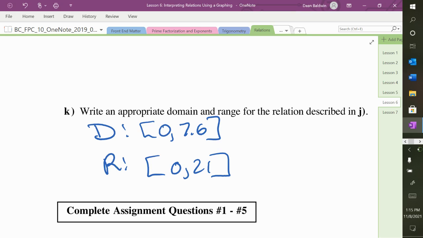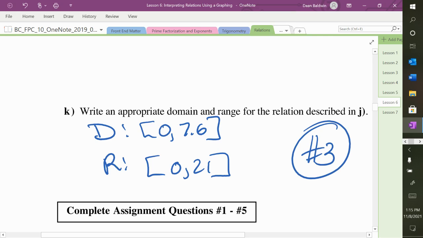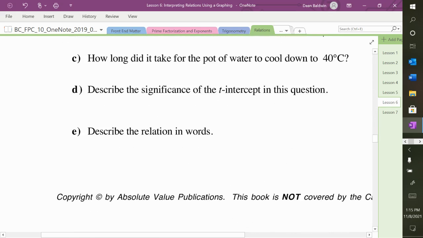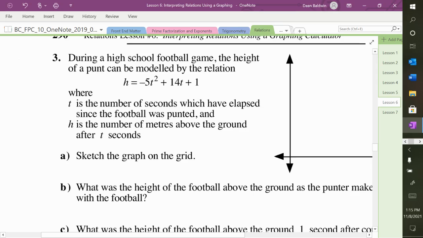Okay, I'm scared to ask you to do this, but I'm going to attempt it. Number 3, please. So you're going to do this question.